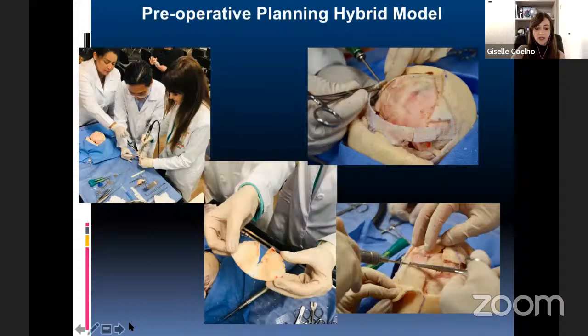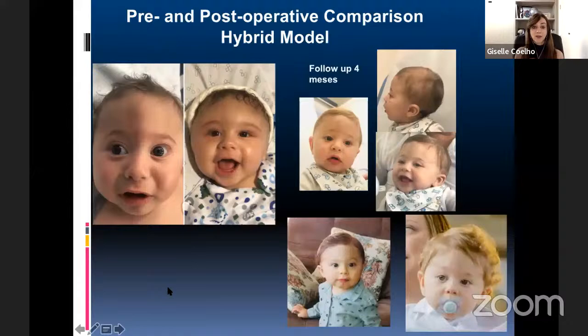And here we can discuss the challenges to avoid complications. And sometimes we can change the surgical technique, right? As Dr. Suchanda well demonstrated, there are many complex cases, especially for encephalocele, and we can gain a lot in these cases with customized, patient-specific models. And here we can see the preoperative plan, the preoperative picture, and the early postoperative result, right? And here in the follow-up of 4 months, and now is the child.